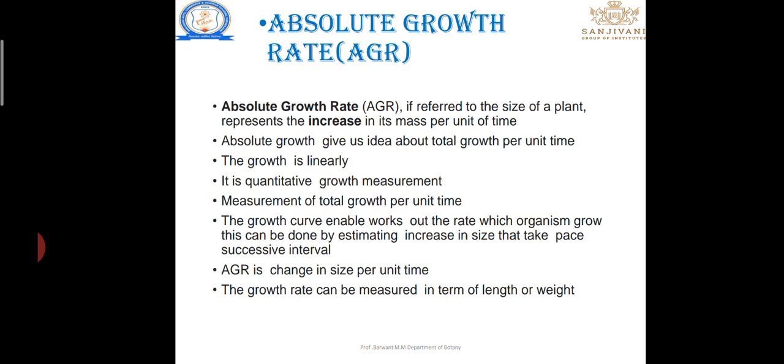The growth is linear. It is a quantitative measurement of total growth per unit time. The growth curve is used to work out the rate at which organisms grow, which can then be estimated from the increase in size over a given interval. The growth curve at one time and at a second time is not similar, so the growth curve does not work the same at all times. AGR is the change in size per unit time. Growth rate can be measured in terms of length or weight.